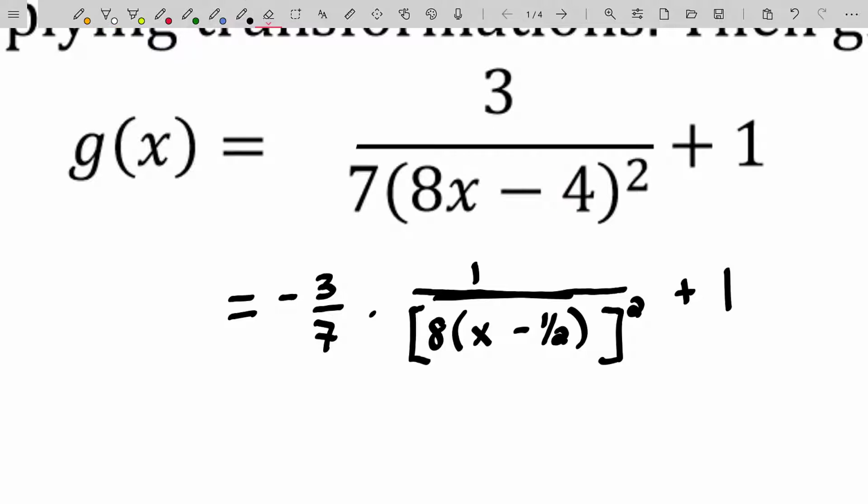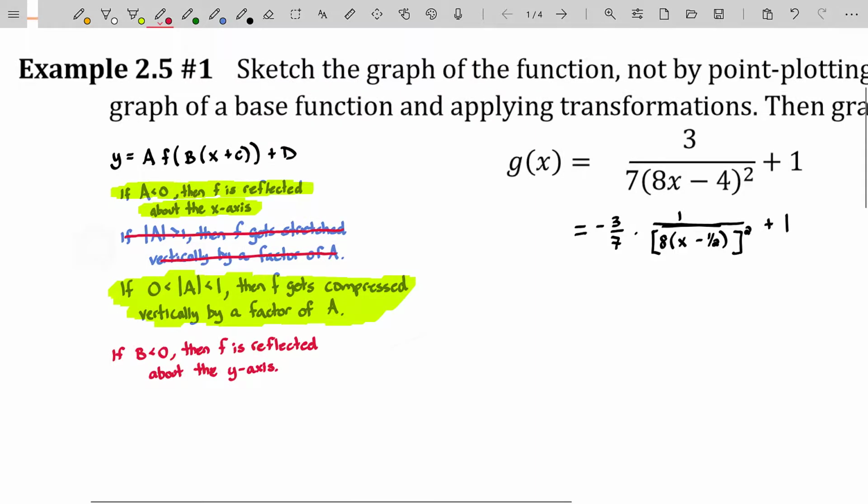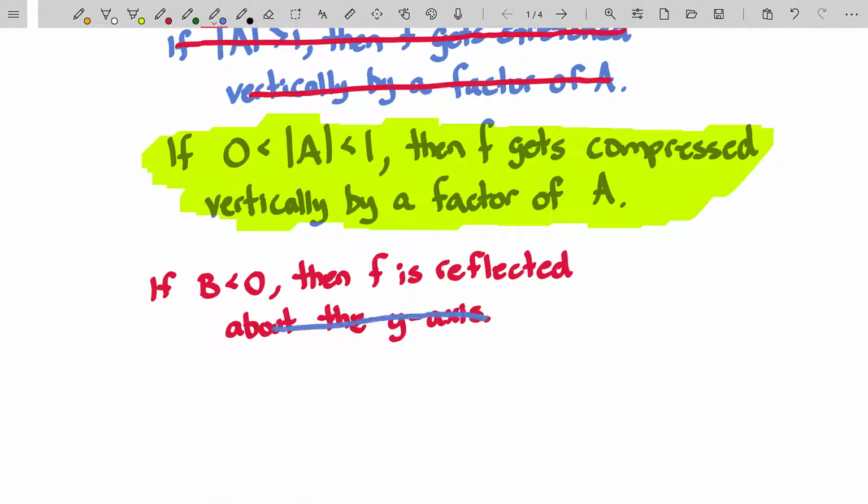Now getting back to what we just mentioned, if the coefficient of x there, which is what I call b, is negative, then that 1/x squared graph would have been reflected about the y-axis. But that 8 is not negative, so we can go ahead and forget about that little piece of advice, because it doesn't pertain to this problem, at least this specific function.